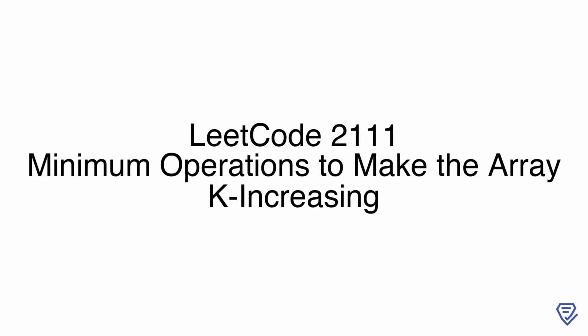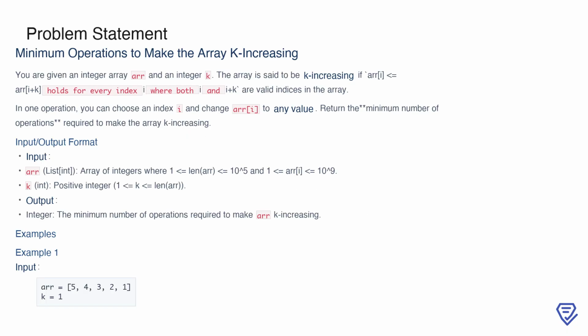Let's dive in. In this problem, we are tasked with transforming a given integer array, arr, into a k-increasing array with the minimum number of operations. A k-increasing array is defined as one where, for every valid index i, the condition arr[i] <= arr[i + k] holds true. This means each element must be less than or equal to the element located k positions ahead of it. To achieve this, we are allowed to modify the array by selecting any index i and changing arr[i] to any value of our choice. The goal is to determine the fewest such modifications necessary to make the array satisfy the k-increasing property.